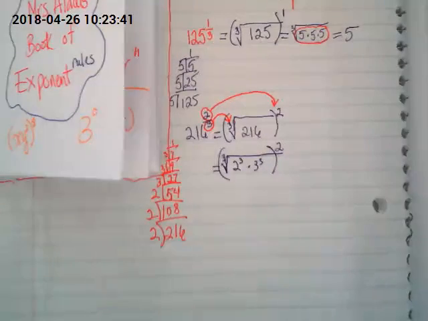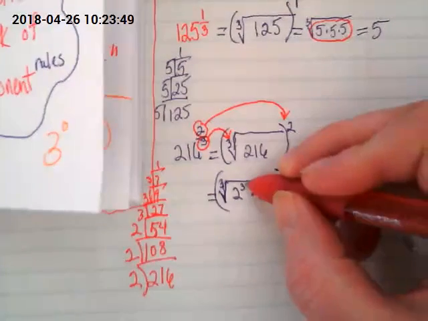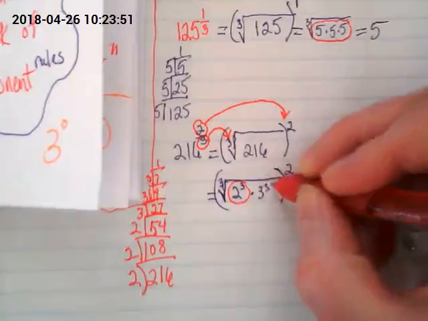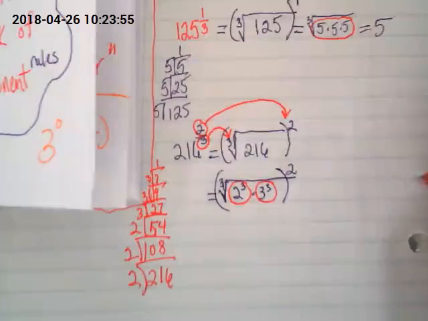Do you see it now? What happens on the inside here? This and this, they're both gone. So the radical is going to disappear.